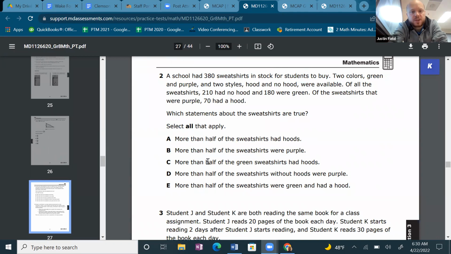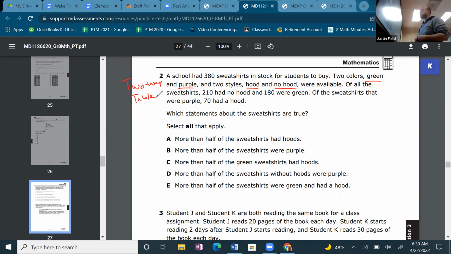Okay, so a school had 380 sweatshirts in stock for students to buy. Two colors, green and purple. Let's underline that. Green, purple. And two styles, hood and no hood, were available. So this is a concept we don't get into until the end of the year, but what this is making me think of is a two-way table. And it's a pretty easy concept, so easy that I think with just this test review question, we can cover it. All right, so we'll do that.